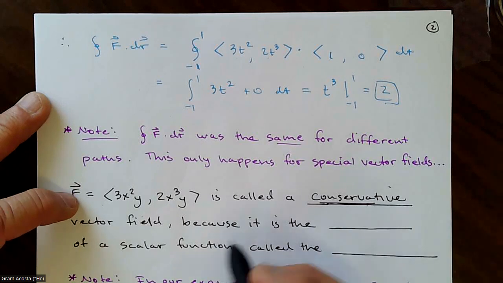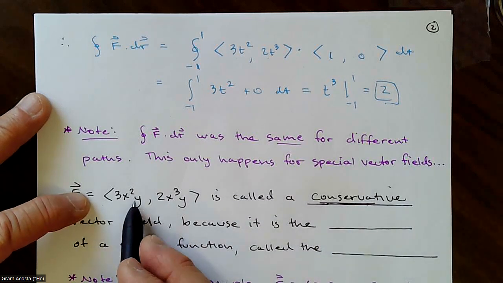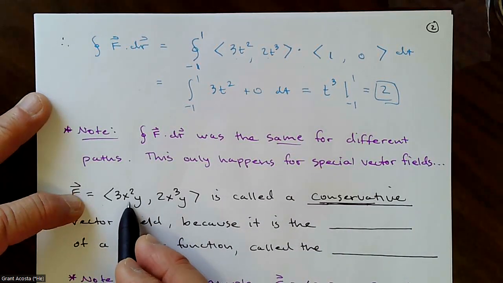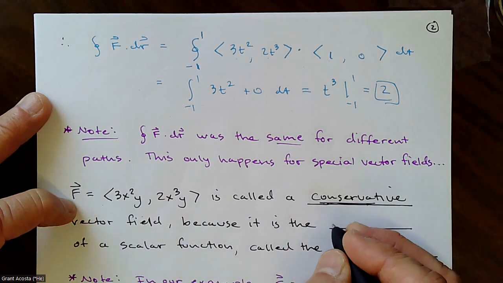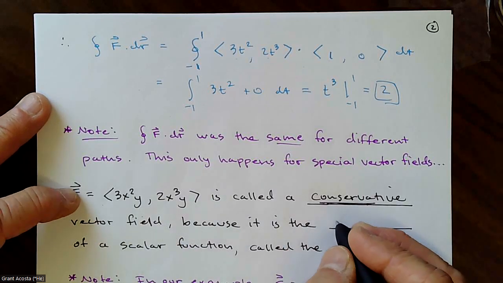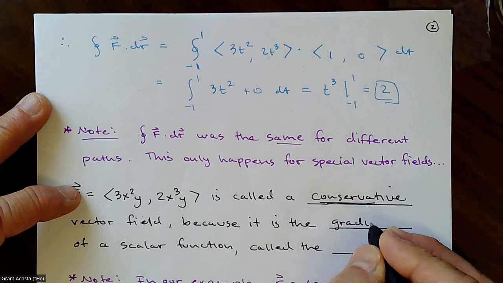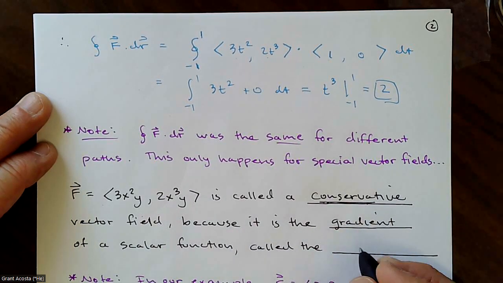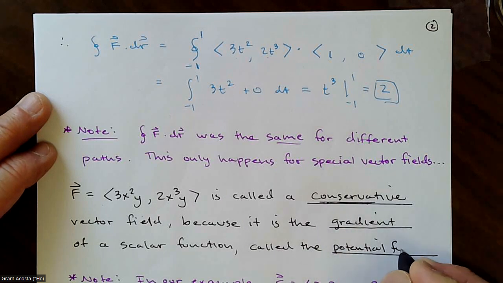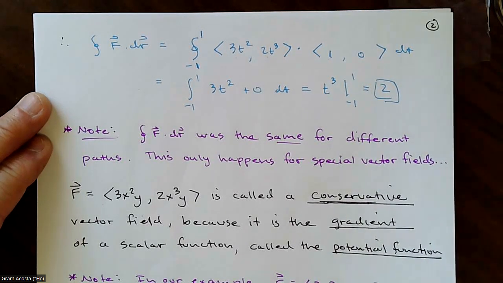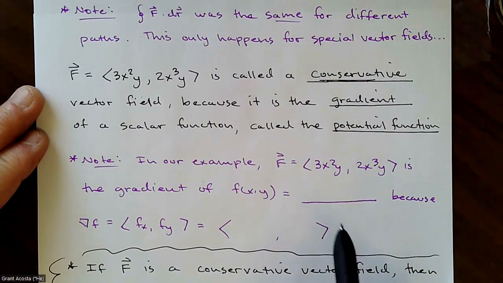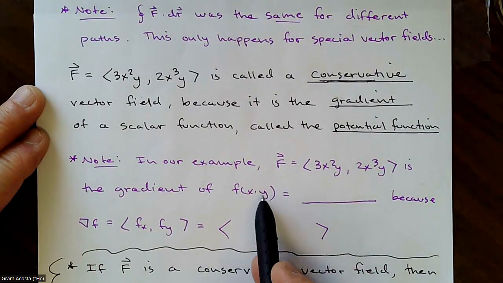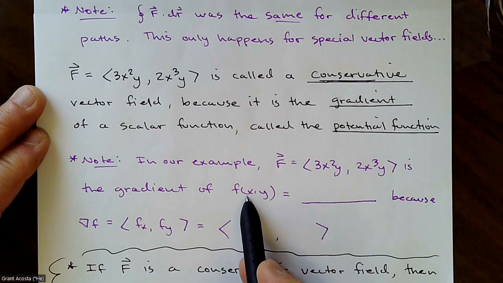Okay, so I'll tell you what it is and then we'll work backwards. If you go back to 21C kind of stuff, this is the gradient of a special scalar function, which we call the potential function. Here's what I mean by that.